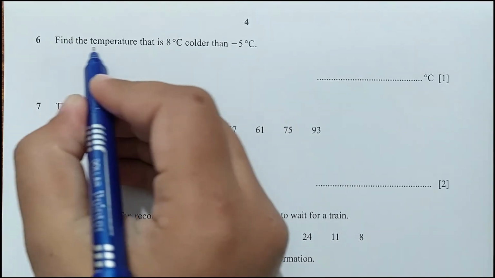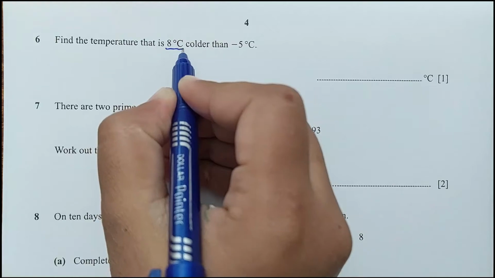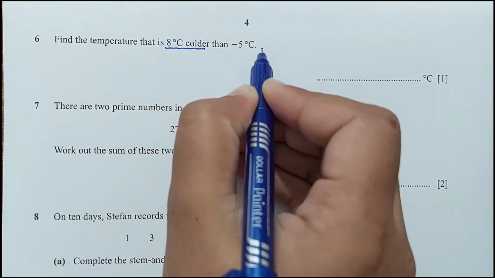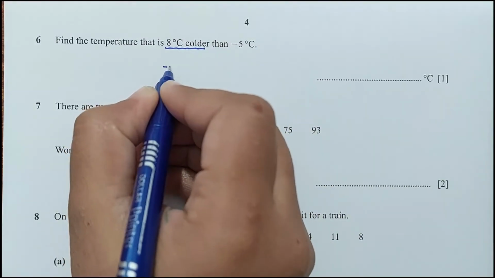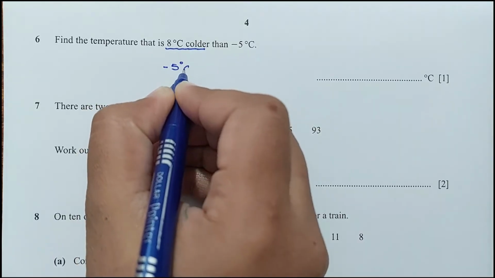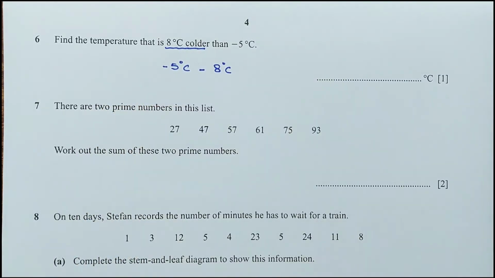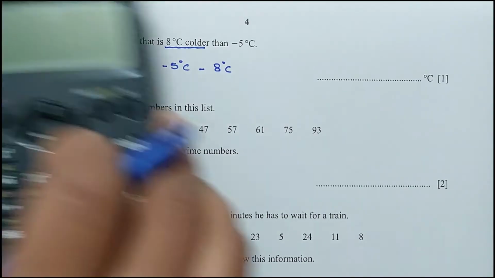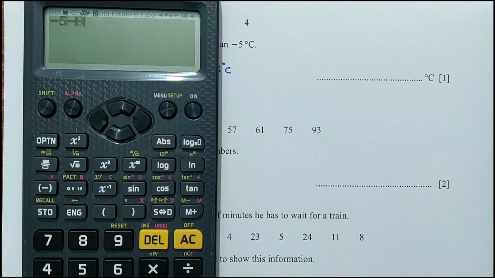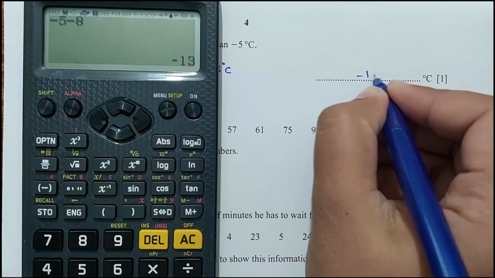Question number 6. Find the temperature that is 8 degrees colder than -5. So -5 degrees Celsius; it's 8 degrees colder, so minus 8 degrees Celsius. Minus 5 minus 8 is minus 13. Let me double check. Minus 5 minus 8 is minus 13 degrees Celsius.